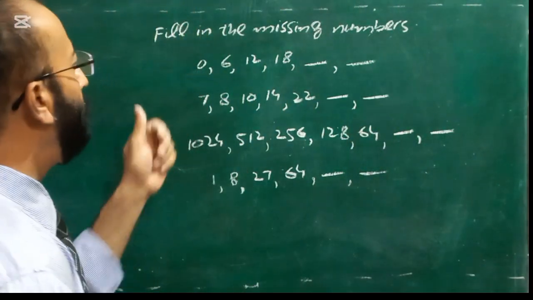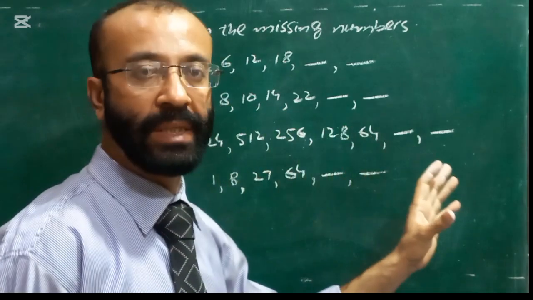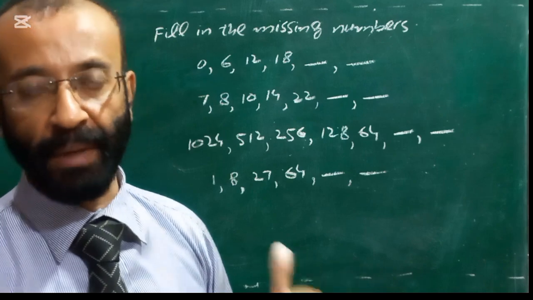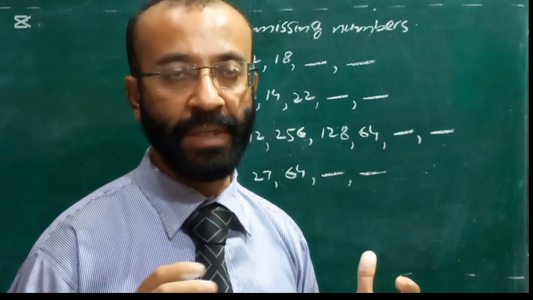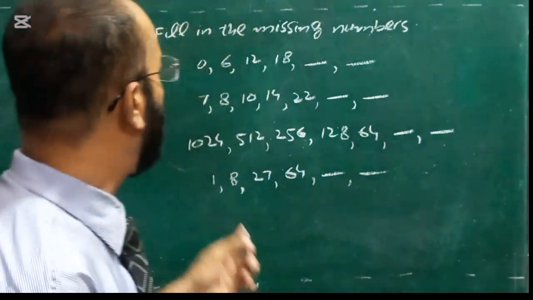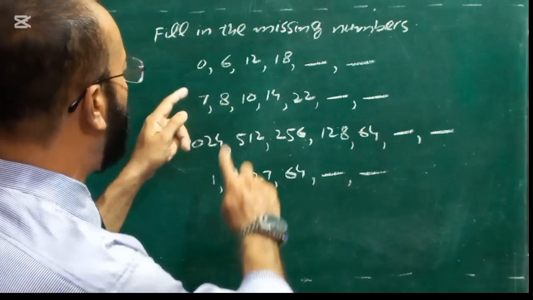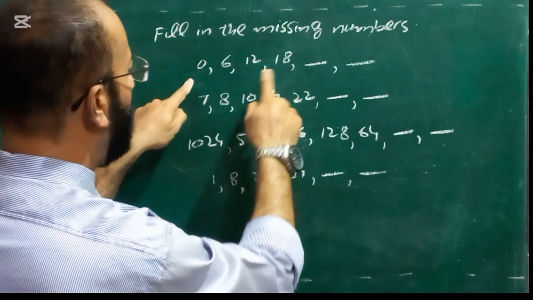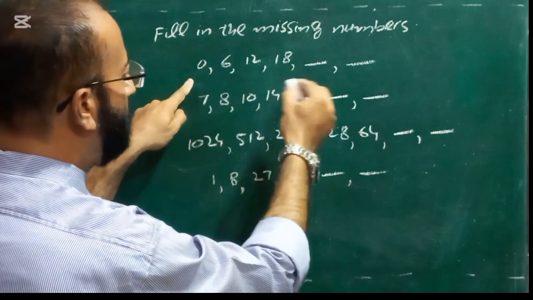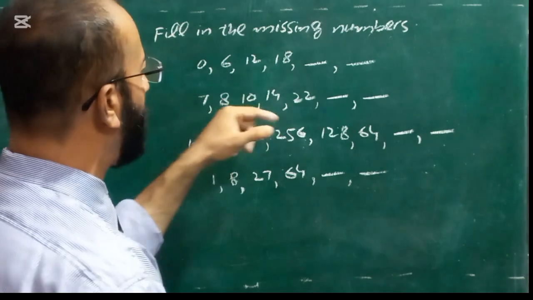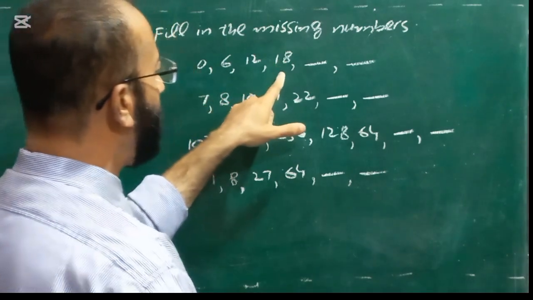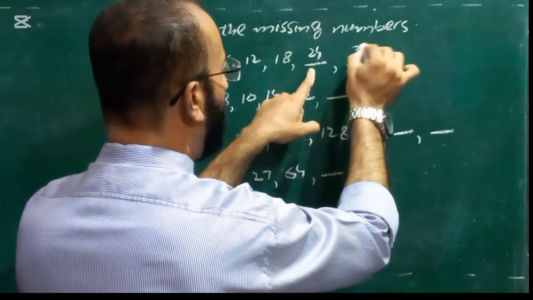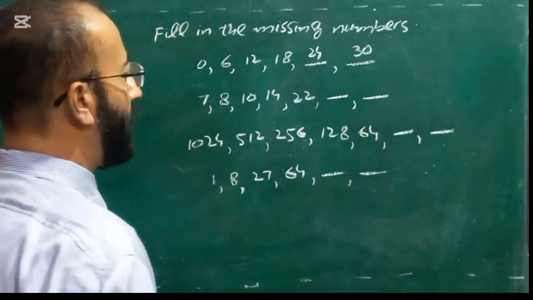Here is another question. Fill in the missing numbers. So some patterns are there. In this kind of question, we actually will be required to pick the pattern first and then follow the same pattern. For example, in the first equation 0, 6, 12, 18. If you see, plus 6, plus 6, plus 6 and so on to gain the next number. So we will add 6 to this number. So 24. Then again 6 to this number, 30. So this will be the pattern.